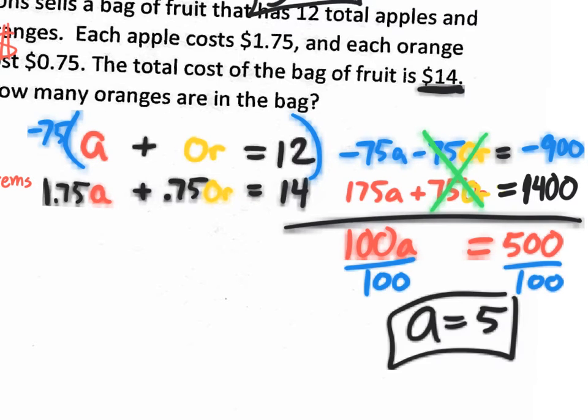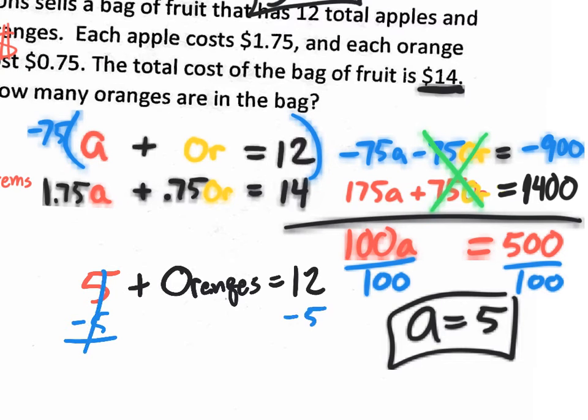What does that mean? That there's 5 apples in this bag. Now, if there's 5 apples in the bag, think about this. Apples plus oranges is a total of 12. So if there's 5 apples in the bag, let's actually show our work here. 5 apples in the bag plus the oranges equals 12. So the question is, how many oranges are in there? There's going to be 7 in there because you subtract 5. So the oranges equals 7.